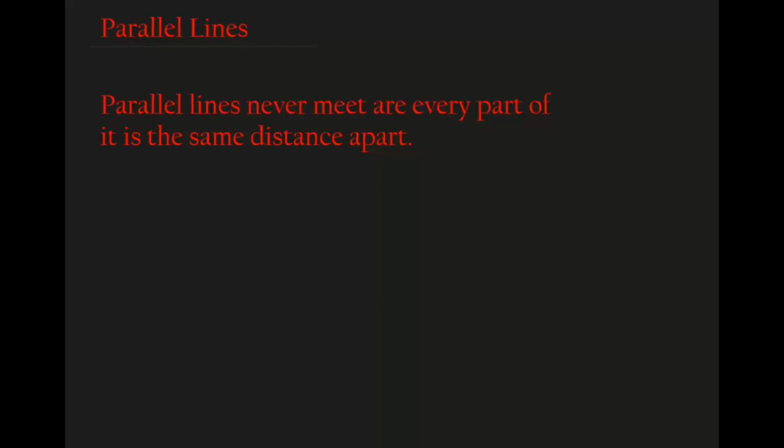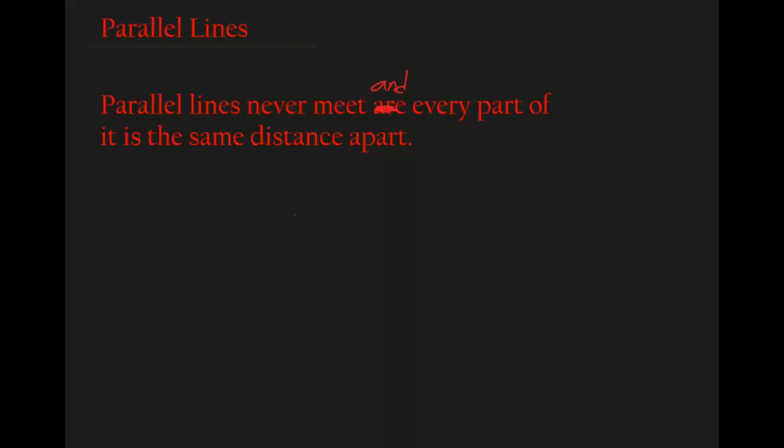Now let's look at the different types of lines. So we have parallel lines. So the definition: parallel lines never meet and every part of it is the same distance apart. So I'm sorry about this. This is supposed to be "and". So parallel lines never meet and every part of it is the same distance apart.